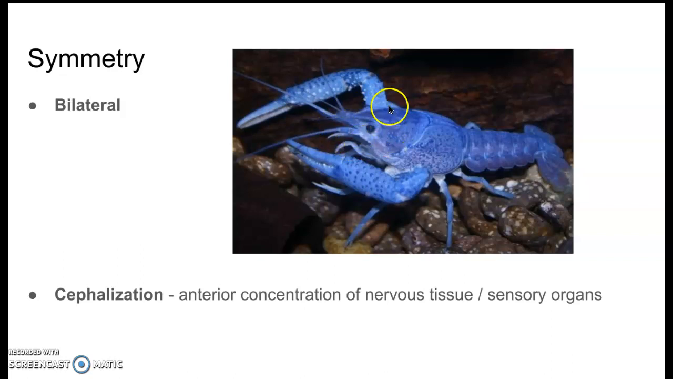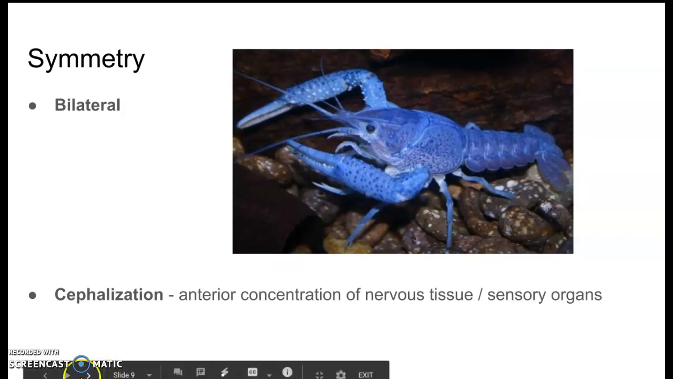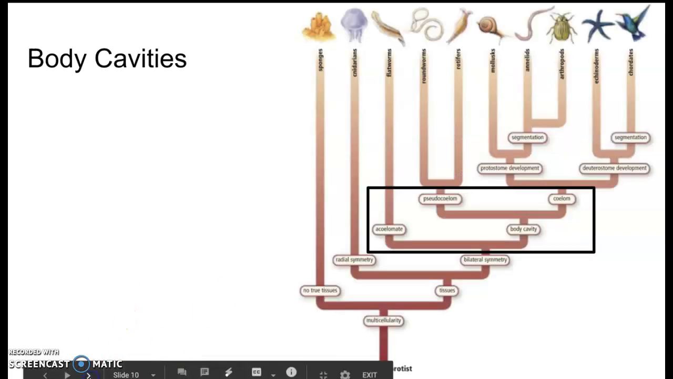Now, the level of the head and the level of brain, so cephalo means head, but the brain development varies in species. But bilateral symmetry allows these organisms to have a head and to have sensory organs that they can chase and they can go after.